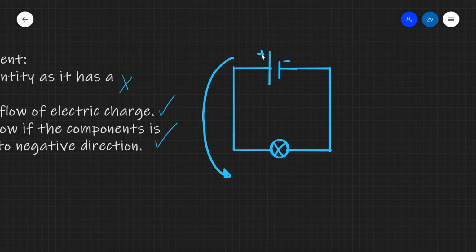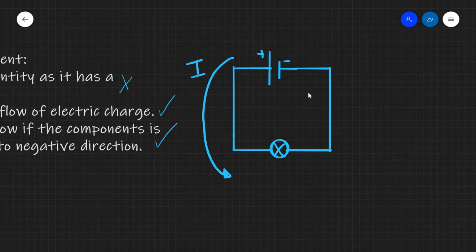Now, the current is flowing from the positive terminal to the negative terminal. There are only two possible directions for this current to be flowing. It will either be flowing counterclockwise, or if we switch the terminals around, it will be flowing clockwise. So the current only has two directions in which it can flow.